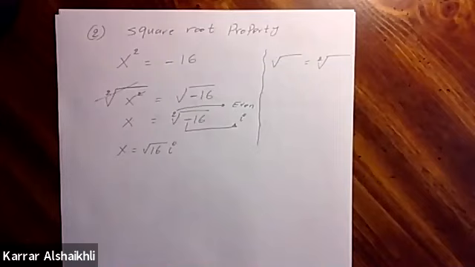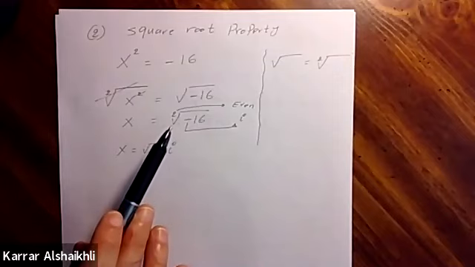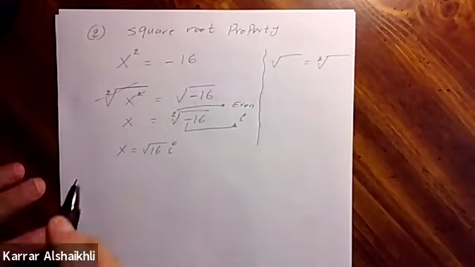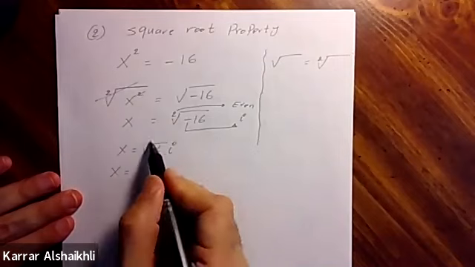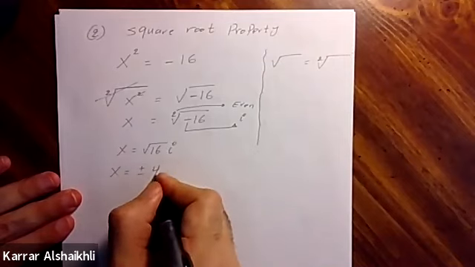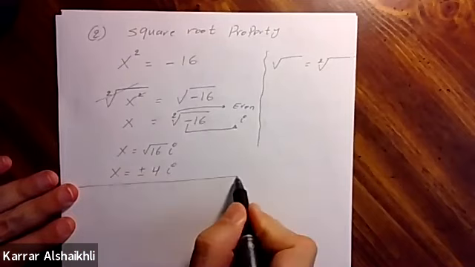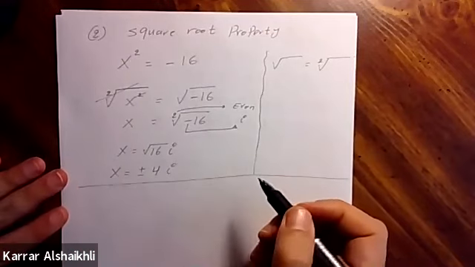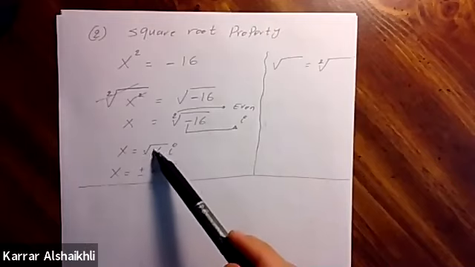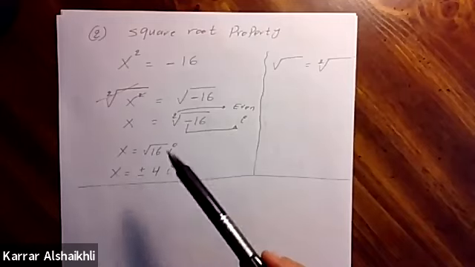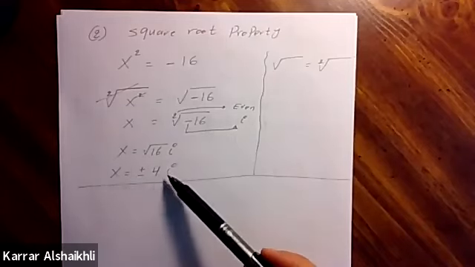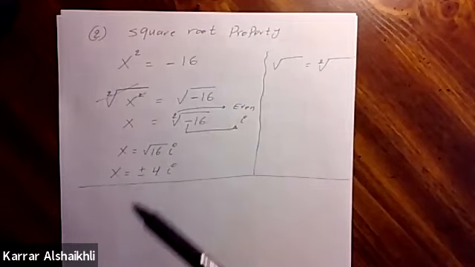Then I'm going to take the square root of 16. Always when you're taking the root, you have to put two signs, a plus and minus. So x is going to be plus or minus, the square root of 16 is going to be 4, and here's the i. That's the value of x. So don't forget, always when you're taking the square root, you put plus or minus, and the negative sign goes out as an i. The square root of 16 is 4.